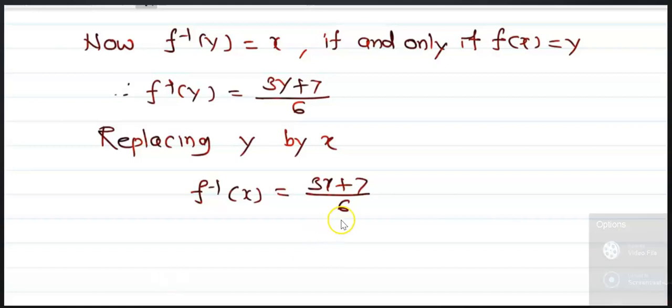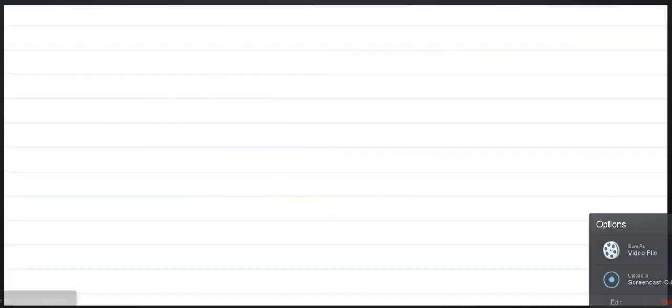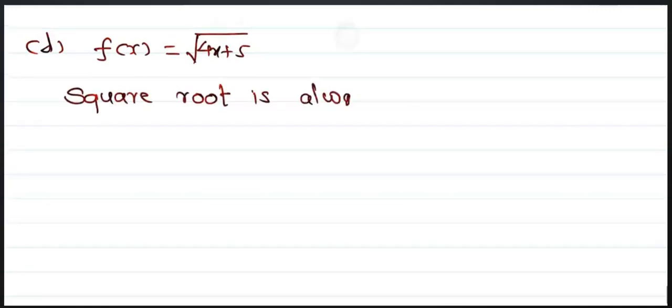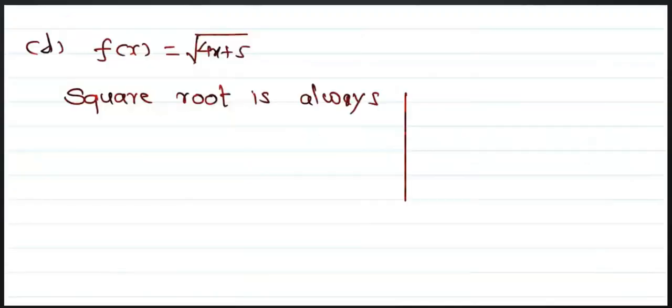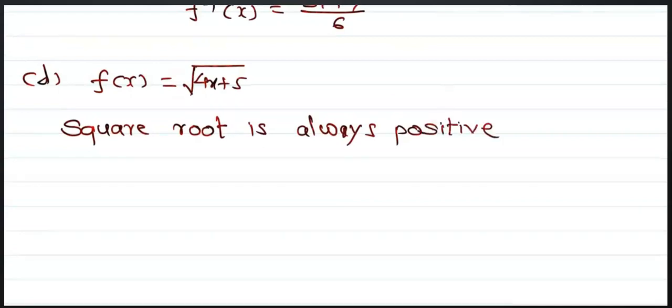f inverse of x is equal to (3x + 7)/6. Now next is D. f of x is equal to the square root of 4x + 5. That is, the square root is always positive.